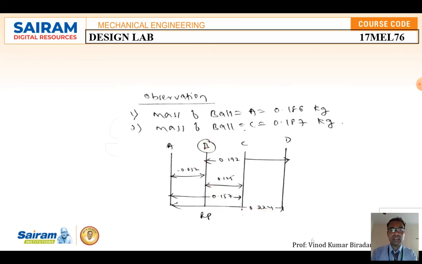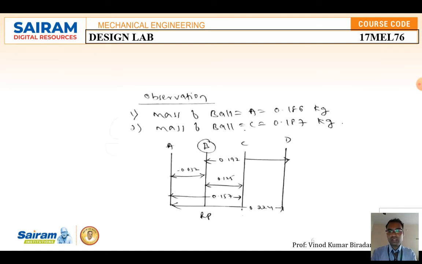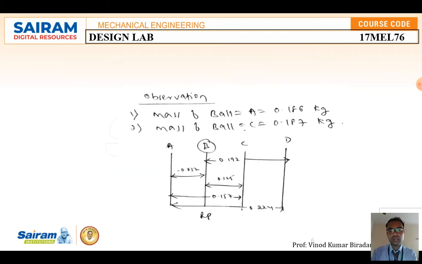Initially you can assume either A or B. If you assume A, consider from the A point; if you consider B, consider from this point. Now the mass of A and C is given: 0.186 and 0.187. Substitute here. The masses of B and D you need to calculate with the help of the force polygon and couple polygon. These two, MB and MD, are unknown. If you calculate and fix them here, then the whole balance takes place, which means the vibration is reduced.